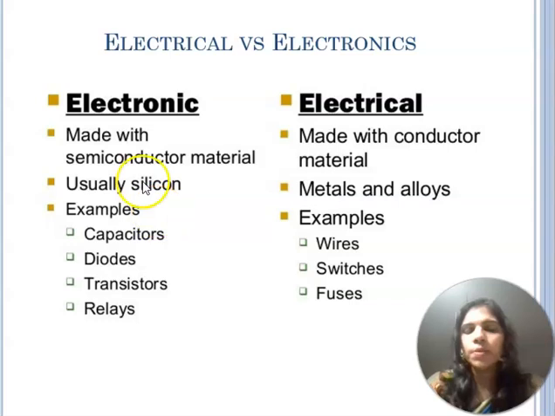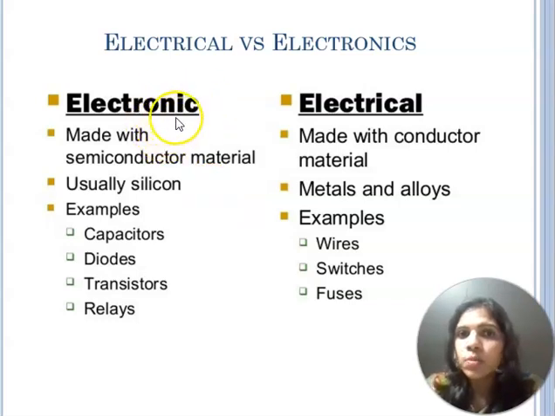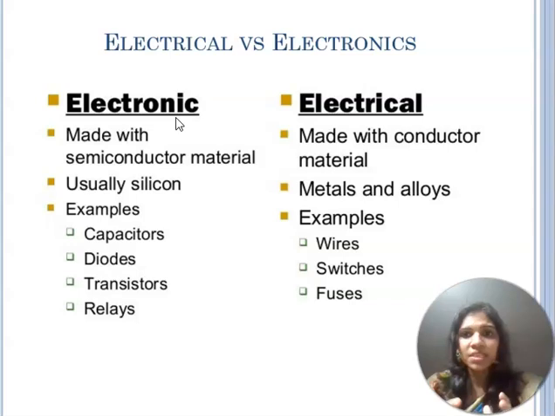Okay. Now coming back to this slide. What is the difference between electronic and electrical components? Electronic components are made up of semiconductor materials. There will be conducting materials and there will be semiconductor materials. Conducting materials will always be metal. They are made up of metals, alloys, etc.